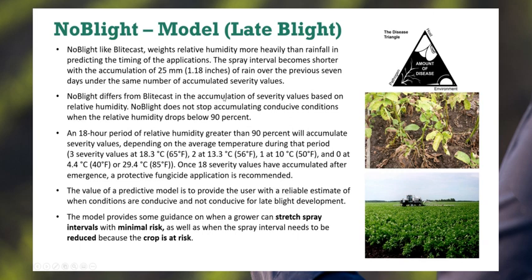So the No Blight model, like Blight Cast, weighs relative humidity more importantly than the rainfall events. So the spray interval becomes shorter with the accumulation of an inch of rain over the previous 7 days under the same number of accumulated severity values. No Blight differs from Blight Cast in that the accumulation of values is based on relative humidity. No Blight does not stop accumulating conducive conditions when the humidity drops below 90%.